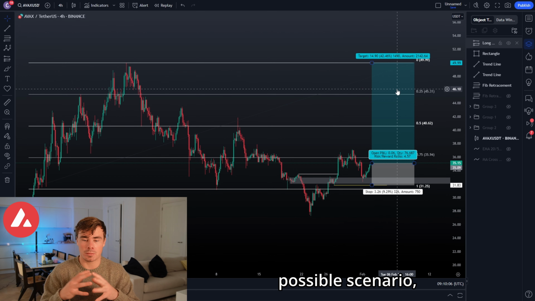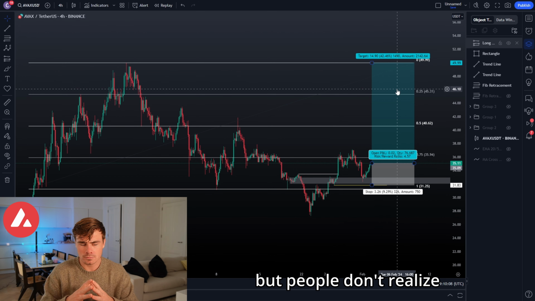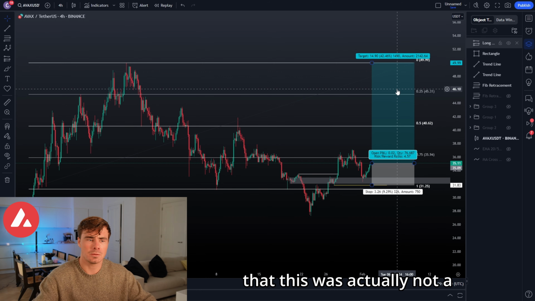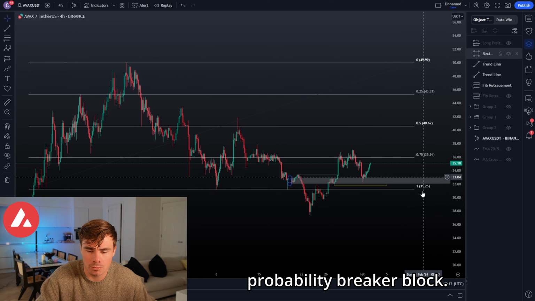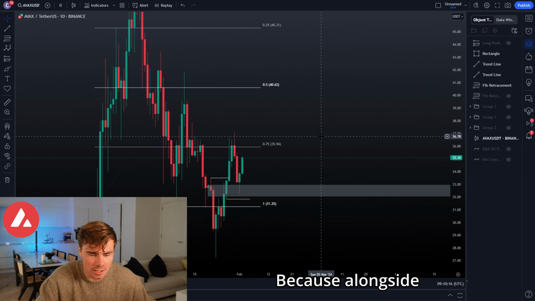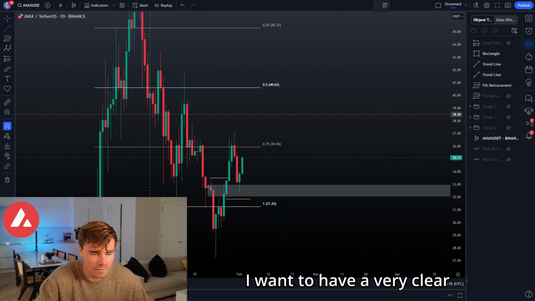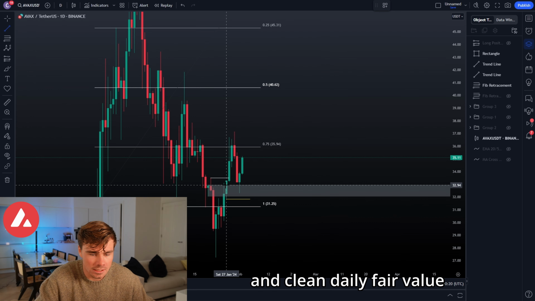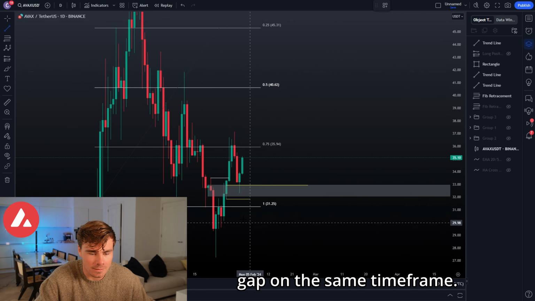Now I think this is a possible scenario, but people don't realize this was actually not a high probability breaker block. Why is this not a high probability breaker block? Because alongside the breaker block, I want to have a very clear and clean daily fair value gap on the same time frame, right?